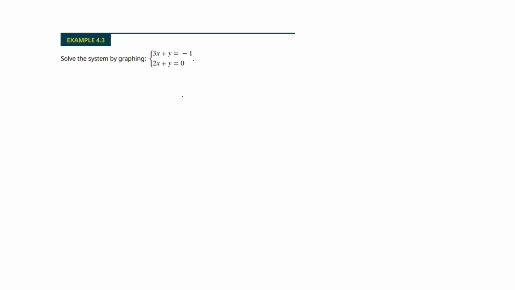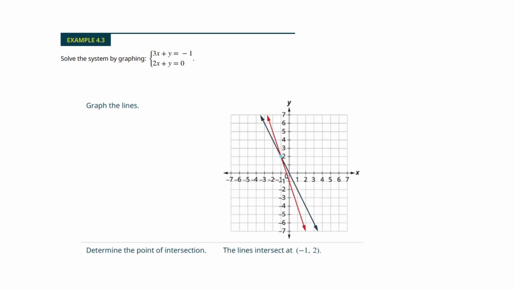All right, now let's do this again by graphing. Oh, actually, they've probably done this for us, so they graph this for us. We're not going to go through the graphing. It intersects at the point negative 1, 2. So that is our solution to the system.